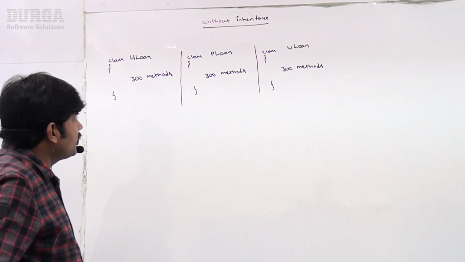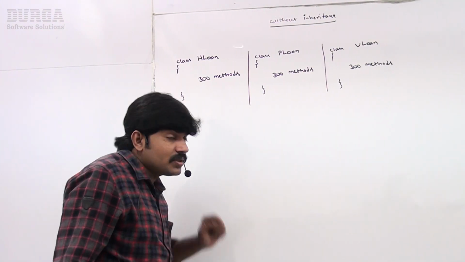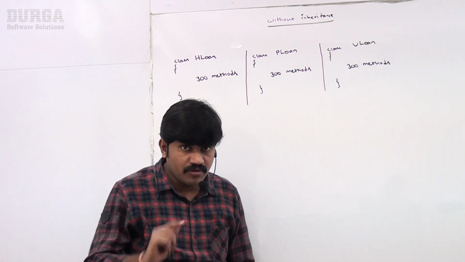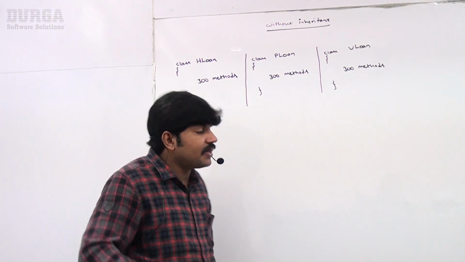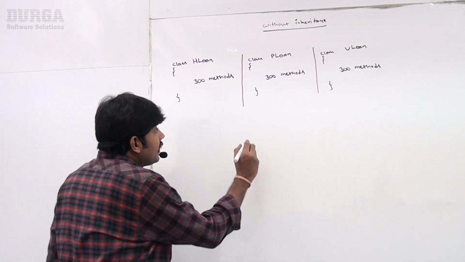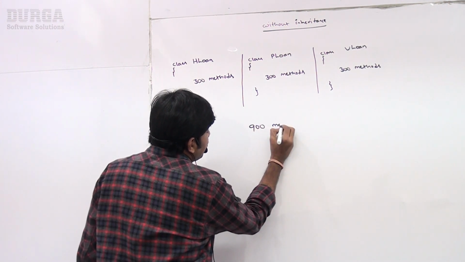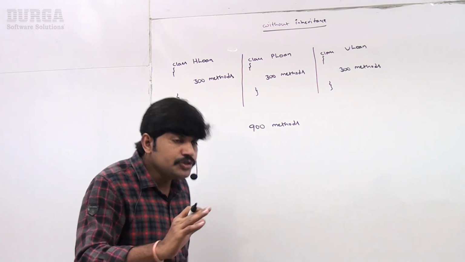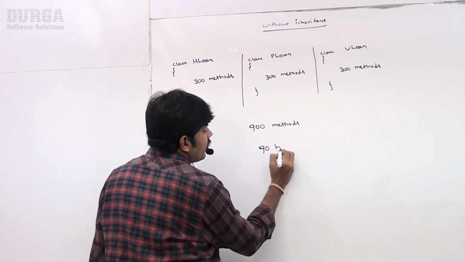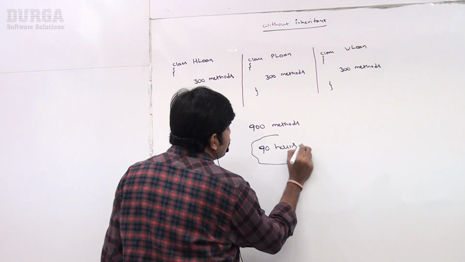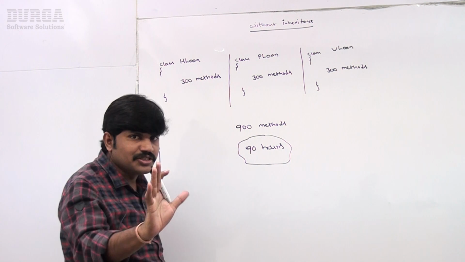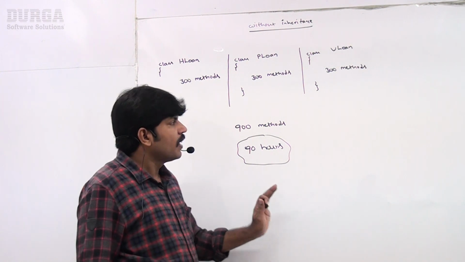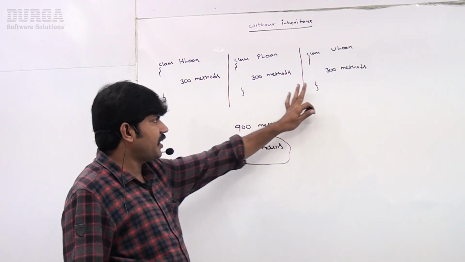Can you tell how many types of loans I'm handling? Three types: housing loan, personal loan, and vehicle loan. Total how many methods did I implement? 900 methods. Assume that 90 hours of development time I spent to develop this loan module. These are just tentative values, need not be exact values. This is the module I implemented.